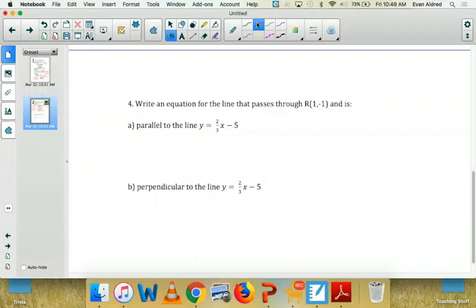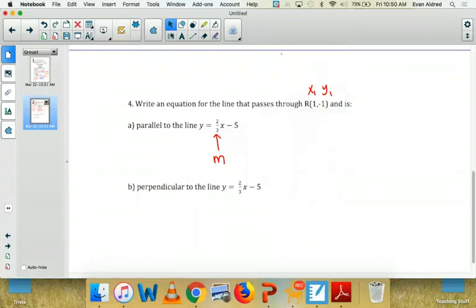Okay, question 4 is our final question. We're going to write an equation for the line that passes through (1, negative 1), and is parallel to the line y equals 2/3 x minus 5. Well, we know a point, so that's good. We know that this can be x1, this can be y1, and we know how slope-intercept form works. We know that that's our slope, right there, 2/3. Well, if our line is parallel to a line that has a slope of 2/3, then our line must also have a slope of 2/3.